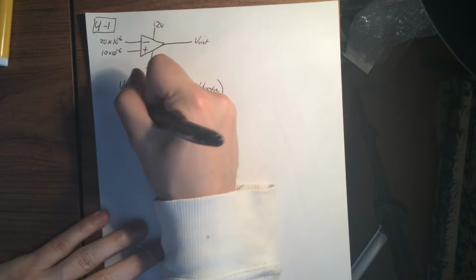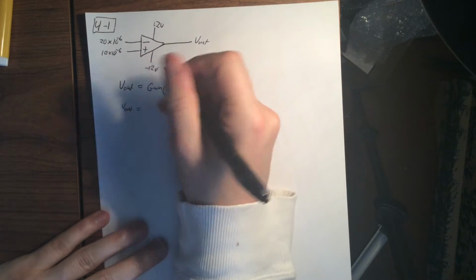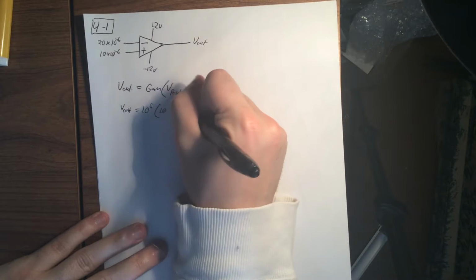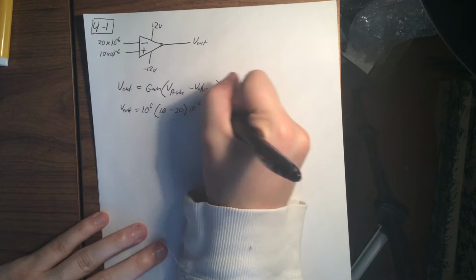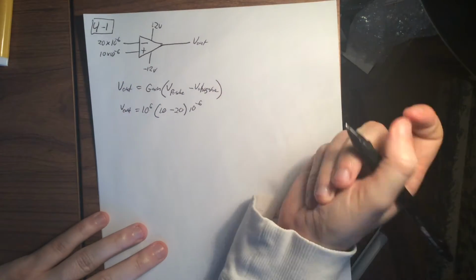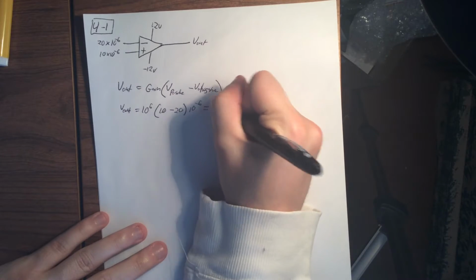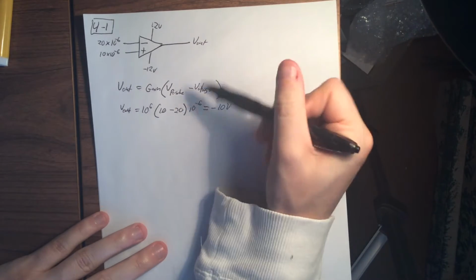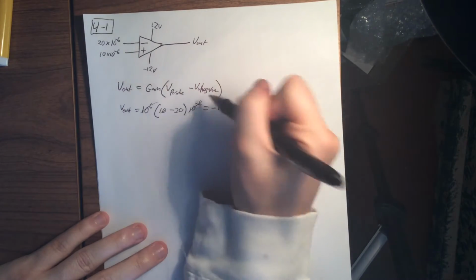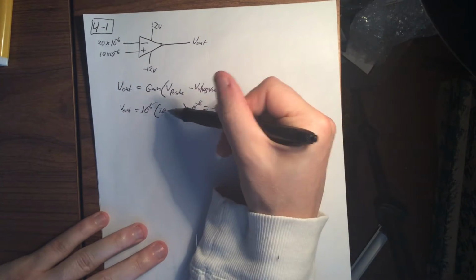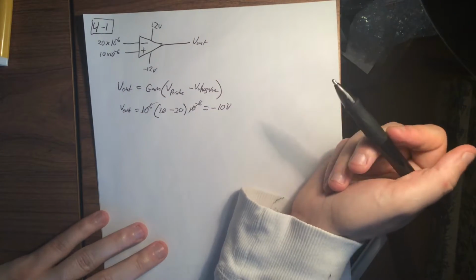So we're going to plug this in. V out equals 10 to the 6, which is given in the problem, times 10 minus 20 times 10 to the minus 6. All right, so that's a 10 times 10 to the minus 6. Minus 6 is going to cancel. These two cancel out. Okay, and then this is this minus this. So 10 minus 20 equals minus 10, and that's going to equal minus 10 volts.